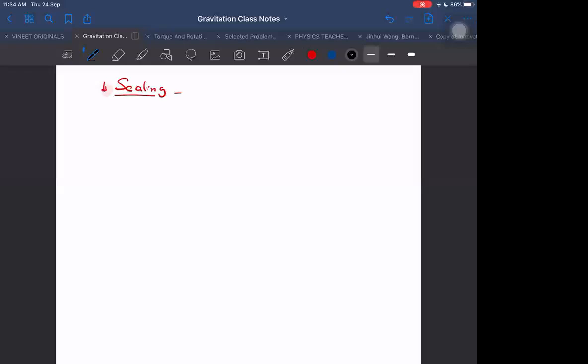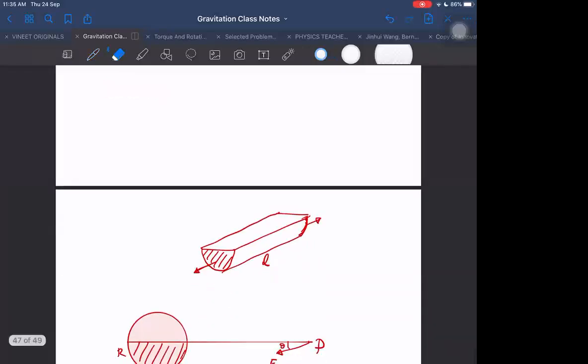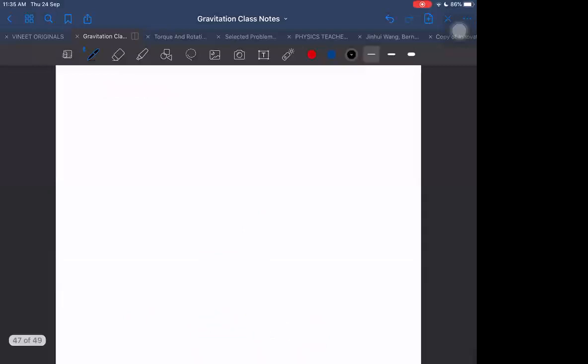Right or not? Yes. Anyway, one more example of scaling I can take. This is for the bodies which are having 3 dimensions. Let us consider something which is having 2 dimensions.